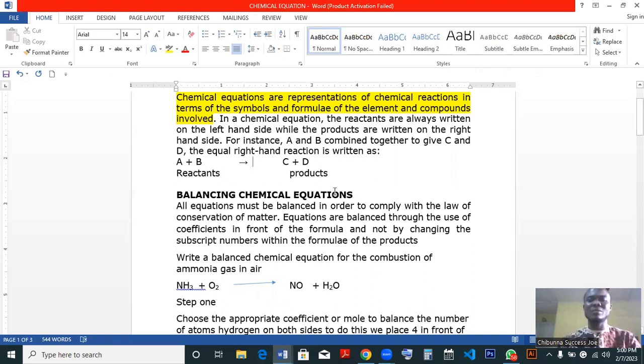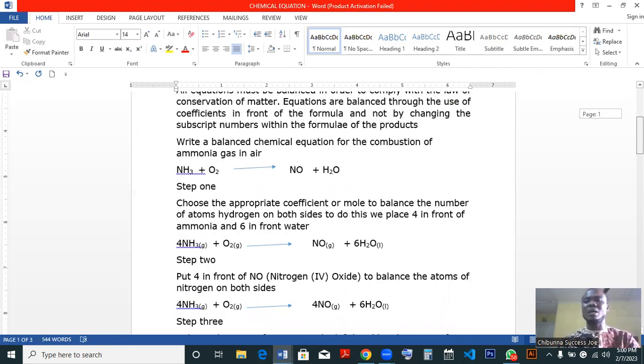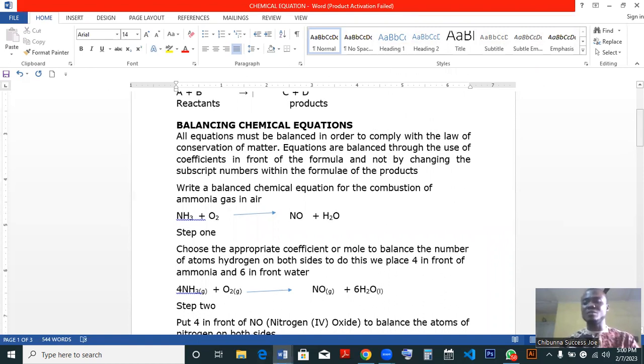Now, on the balancing of chemical equations. All equations are of no value if they are not balanced. An equation is of no value if it is not balanced. Now, an equation must be balanced in order to obey the law of conservation of mass, which states that atoms can neither be created nor destroyed, or change from one form to another during a chemical reaction.